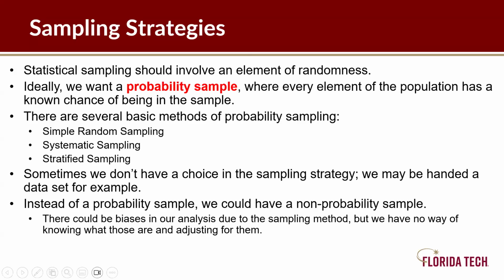Okay, so every element of the population has a chance of being in the sample. And in theory, you can calculate that probability. There are several basic methods of probability sampling. The three most common are simple random sampling, systematic sampling, and stratified sampling. Sometimes, however, we don't have a choice in the sampling strategy.